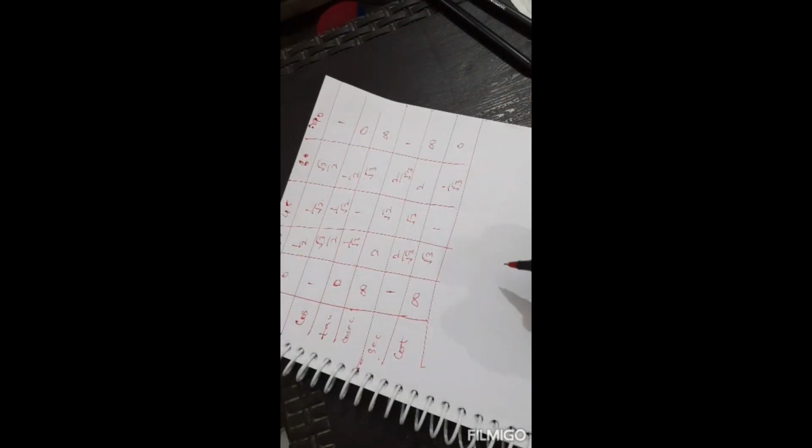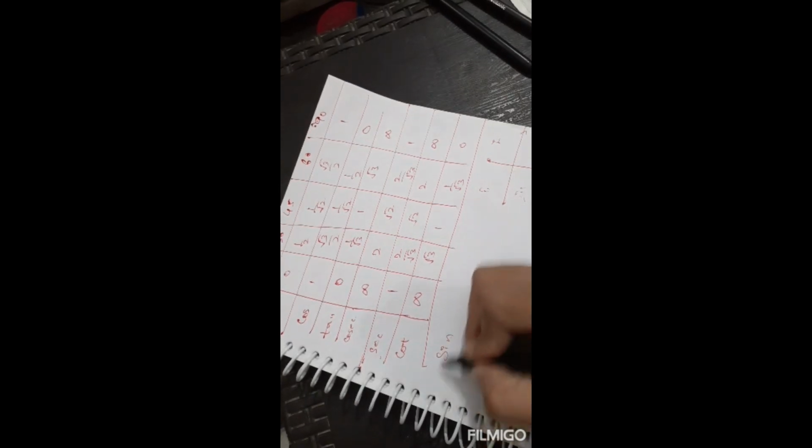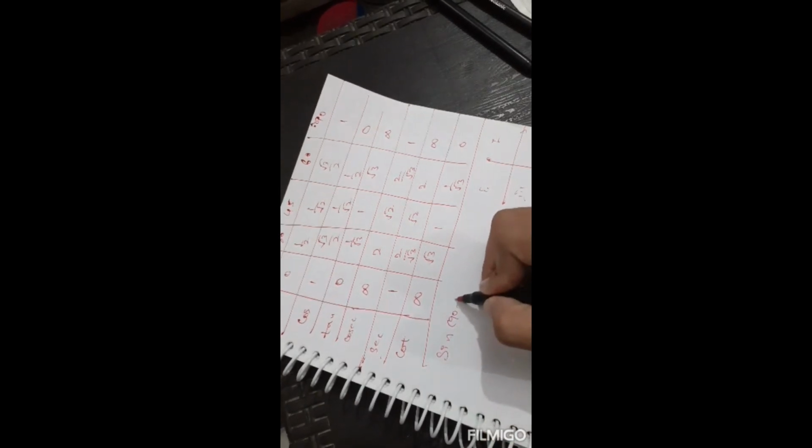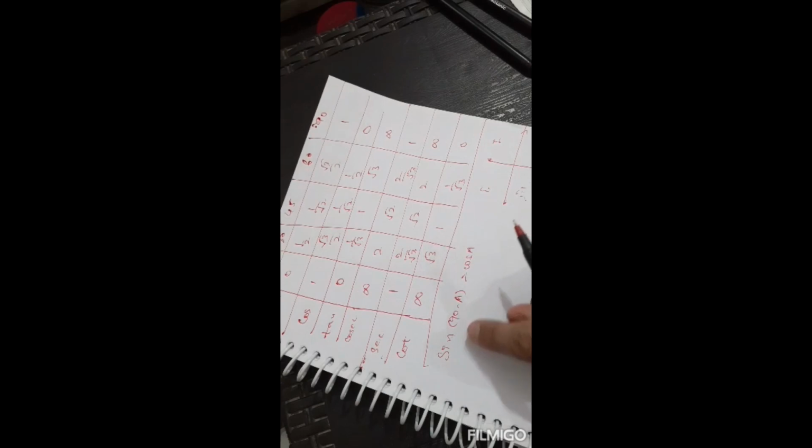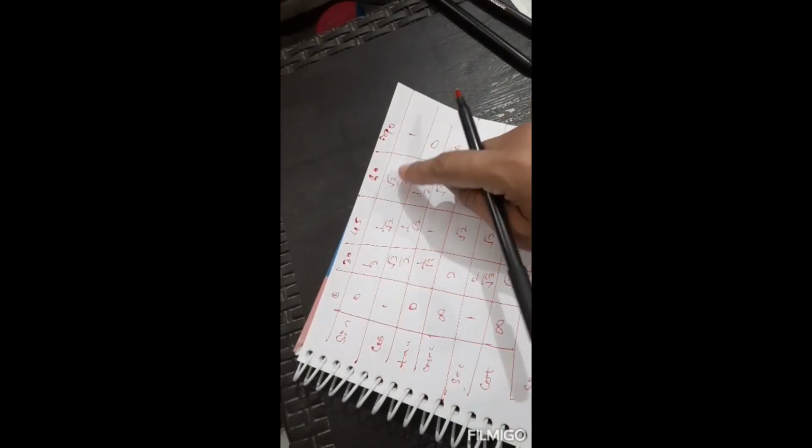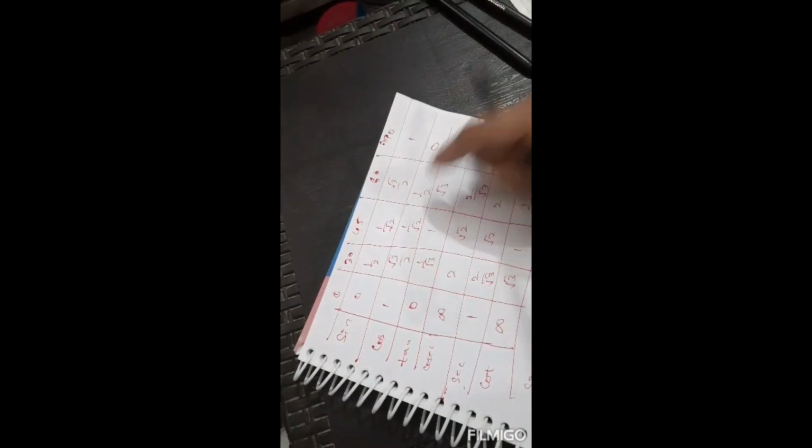Okay, there are some other relations. Actually in this chapter we will study only the first quadrant. Okay, so sine 90 degree minus A equals cos A. It means sine 30 can be written as sine 90 minus 60. So sine 30 equals cos 60, and you can easily say sine 30 equals cos 60. So sine 90 minus A equals cos A.